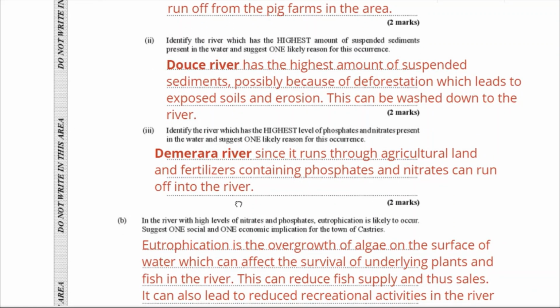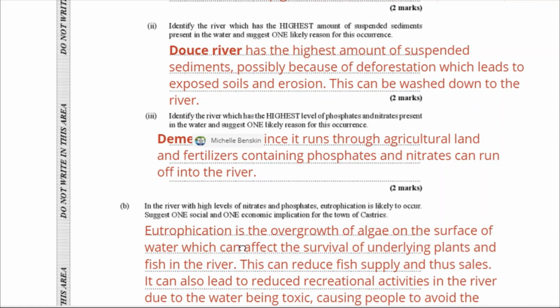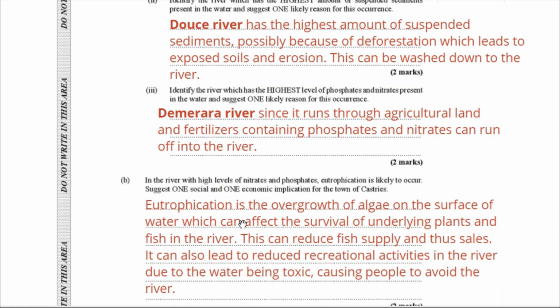Part B: in the river with high levels of nitrates and phosphates, eutrophication is likely to occur. You should know what eutrophication is, so I just added that here. It's the overgrowth of algae on the surface of the water due to the buildup of the nitrates and the phosphates. The nitrates and phosphates are literal nourishment, nutrients for the algae, and that's going to cause them to overgrow, to grow and grow, to flourish. So they will literally cover the surface of the water.